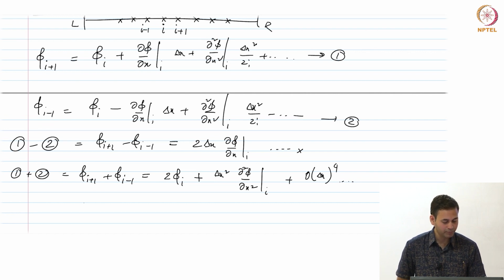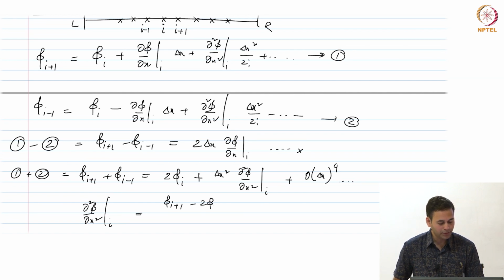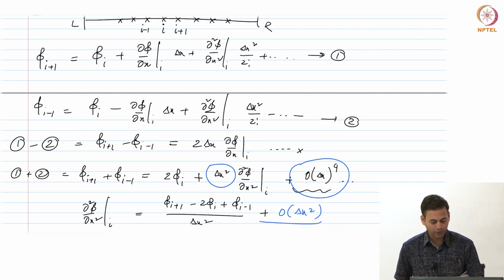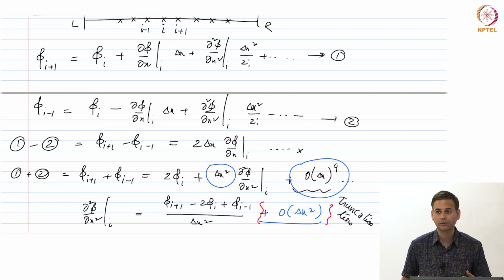Okay. So, from here can I obtain an equation for partial square phi by partial x square at point I? Yes, I can. Essentially, I have to divide everything with delta x square. So, this would be phi I plus 1 minus 2 phi I plus phi I minus 1 divided by delta x square. What would be the leftover term? What would be the order of that? Delta x square, because we have now divided this delta x power 4 with delta x square. So, we will be left with order delta x square, okay, which we will not consider. Okay. So, we call this the truncation term or truncation error, which is of the order delta x square.